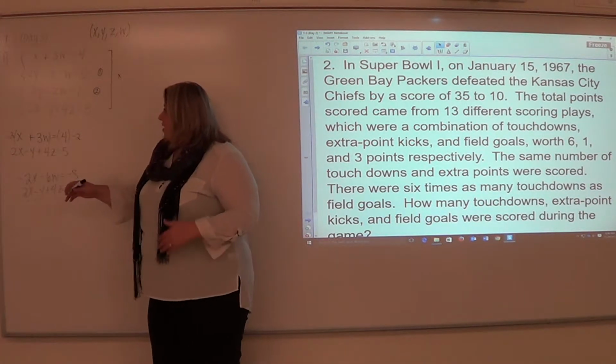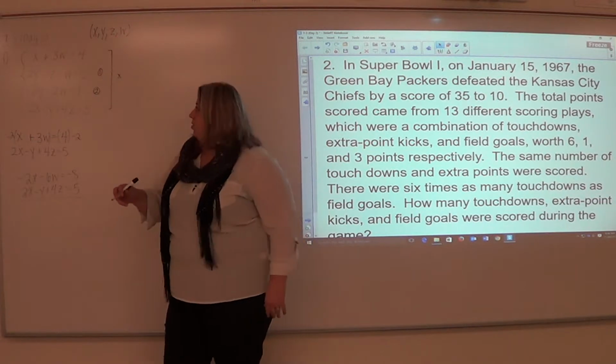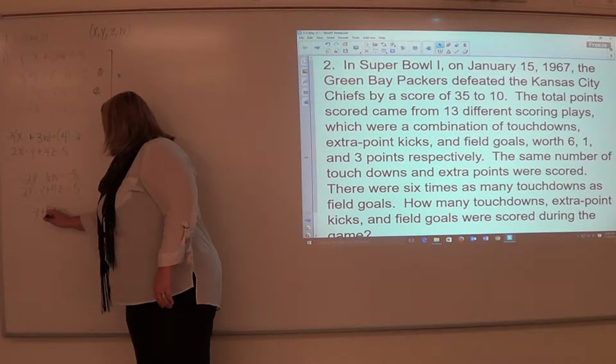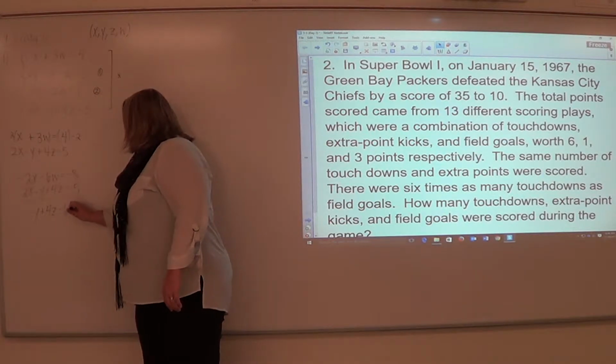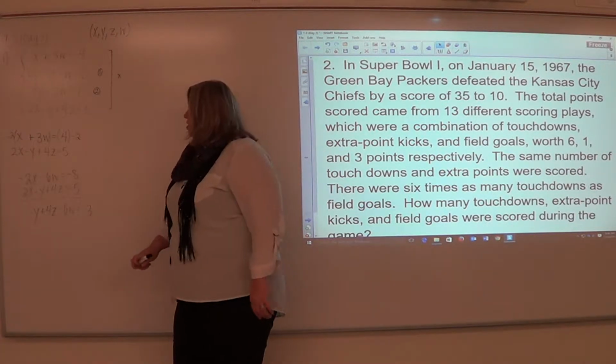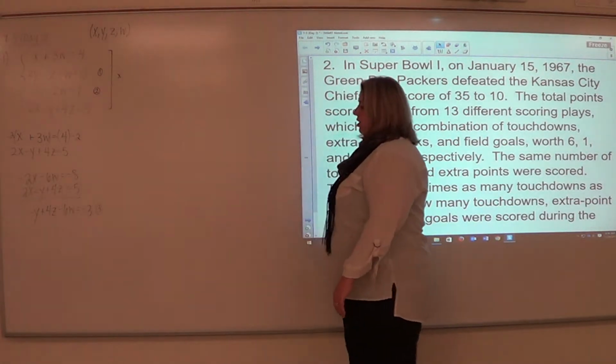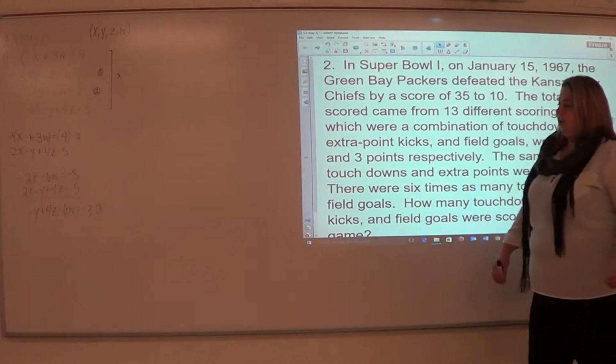So then I'm just going to write everything in order. So y, z, then w. So this would be -y plus 4z minus 6w equals -3. So now I have my third equation that doesn't have x.